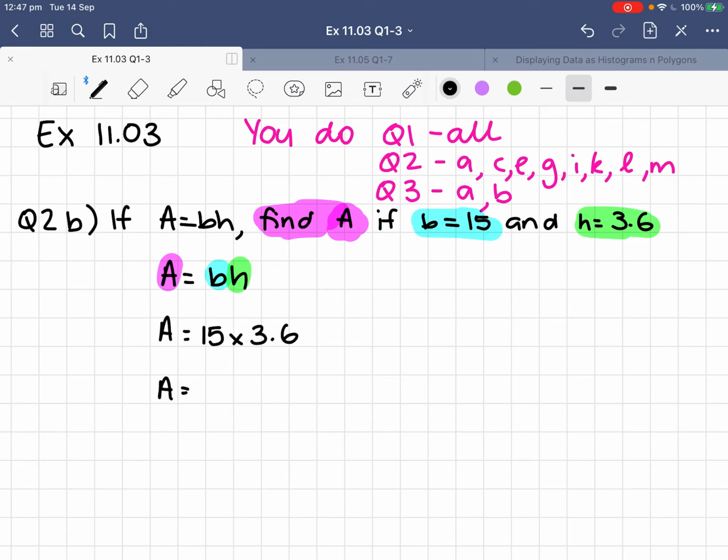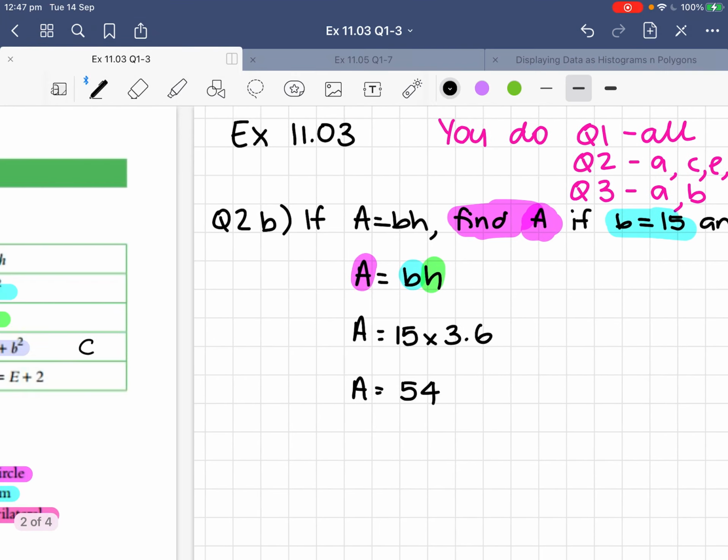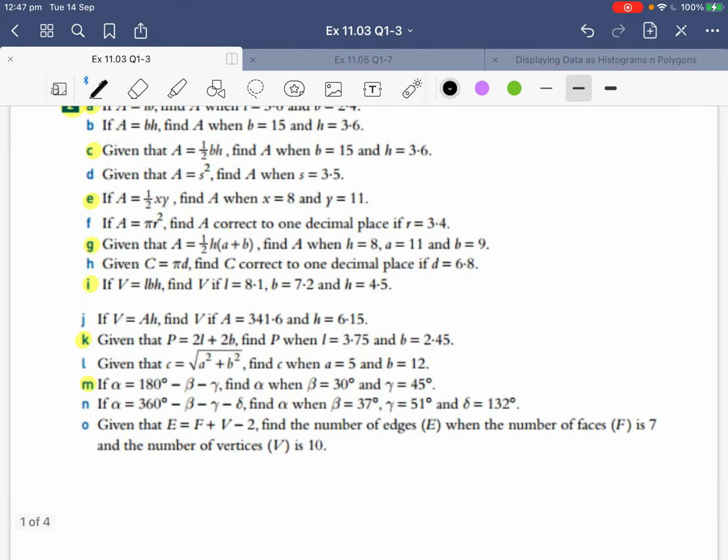Then all I'll do is grab my calculator, which I don't know where it has gone. Quickly searching for the calculator, found it, and I will go 15 times 3.6 into my calculator, and I get an answer that A equals 54. So I have found A to equal 54. That's all you have to do.